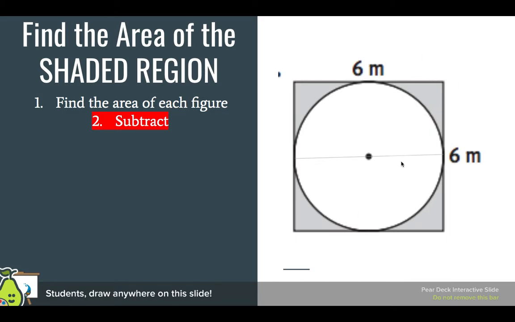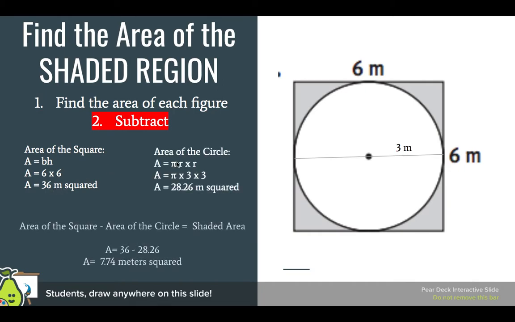The first thing I did was establish my diameter. The diameter goes all the way across my circle, so that makes my radius 3 meters. I think it's very important to establish your radius, because we're going to have to find the area of that circle. Here, I did the area of the square. Area of a square is base times height, so we did 6 times 6, which is 36 meters squared.